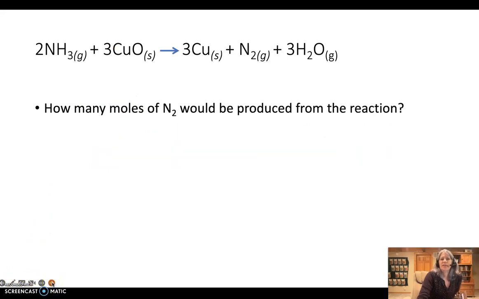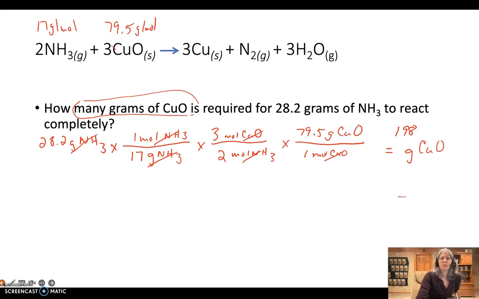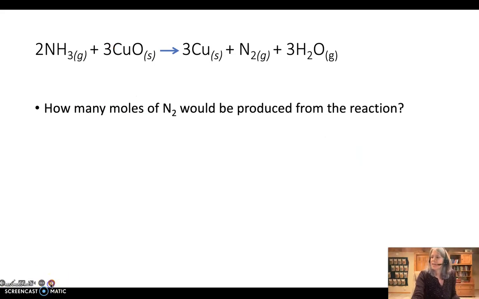How many moles of N2 would be produced from that reaction? Okay, so we've got part of it started for us, except that in this case, we're interested in the moles of N2. We're not interested in the moles of CuO. So again, we can do what we did before. We'll start with what we're given. What were we given in the problem? 28.2 grams of ammonia. So we'll start with that again.